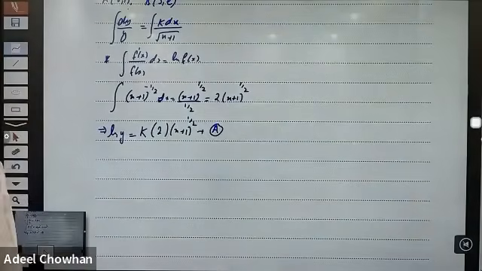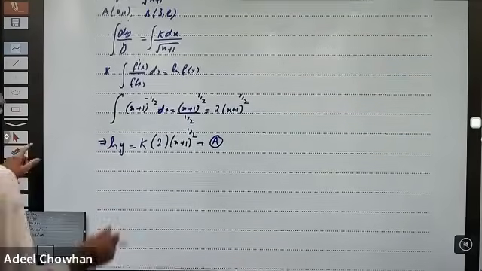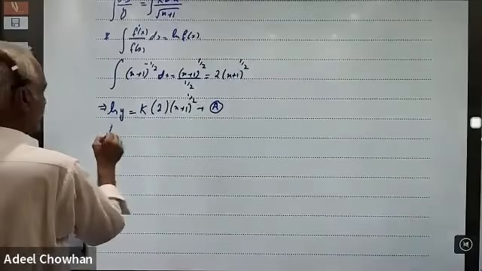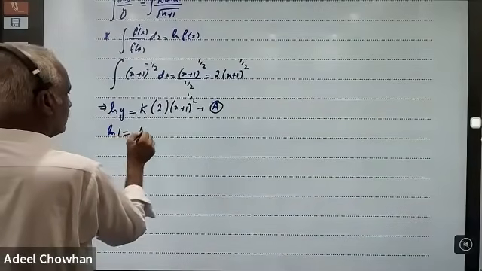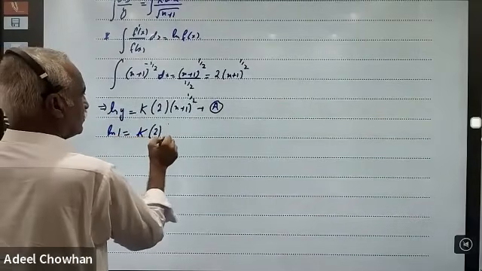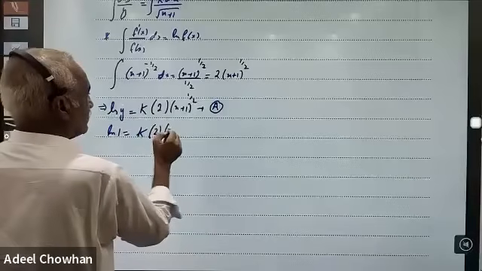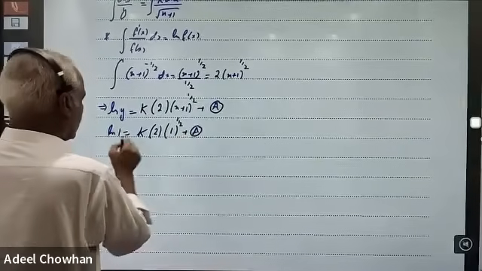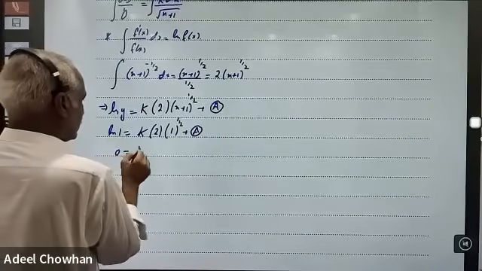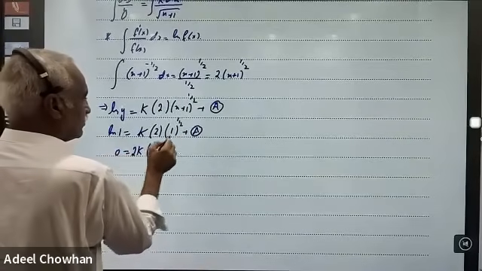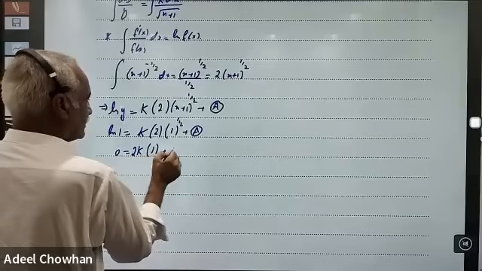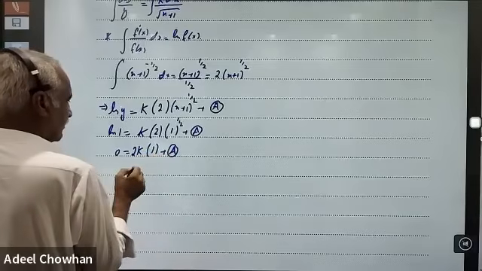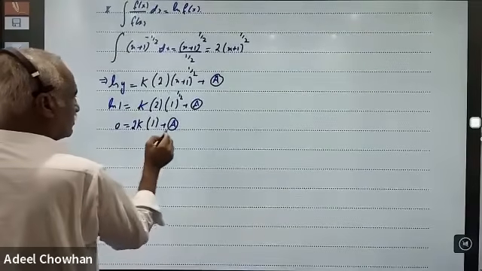Now we are going to put these two conditions into this. First of all, one condition is that the curve is passing through the point 0, 1. So log of 1 is equal to k into 2 into the square root of 0 plus 1, plus A. Log of 1 is 0, so 0 is equal to 2k into 1 plus A. Our A value is equal to minus 2k.